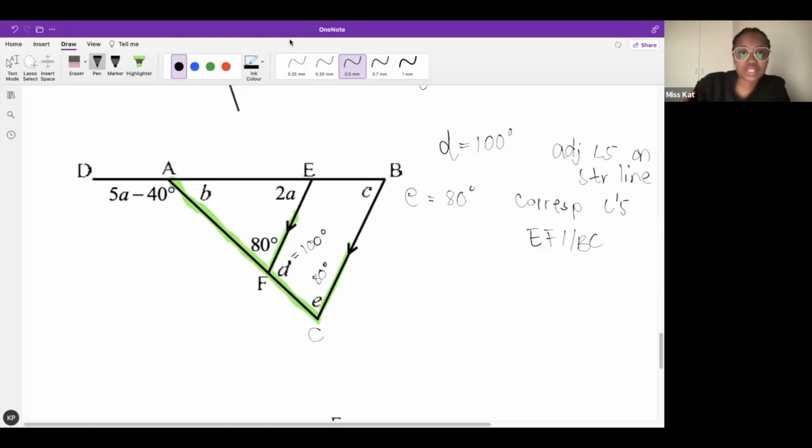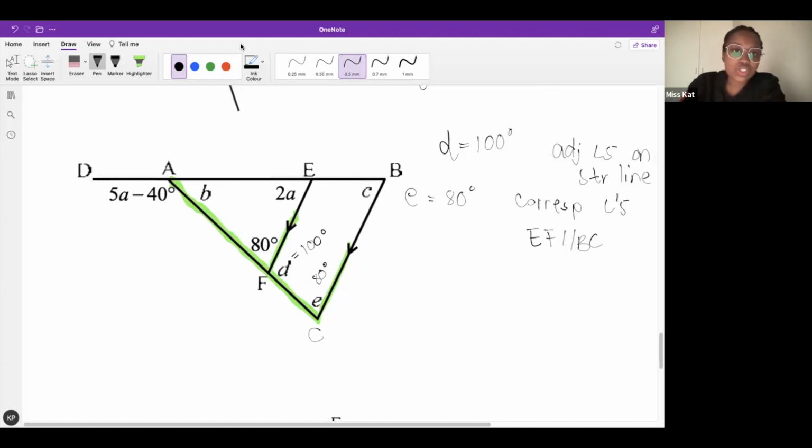Okay, let's hear. 2A equals 100, alternate angles. Oh, be careful. The parallel lines are that way. AB and AC are not parallel, so you cannot make this Z. Do you see?